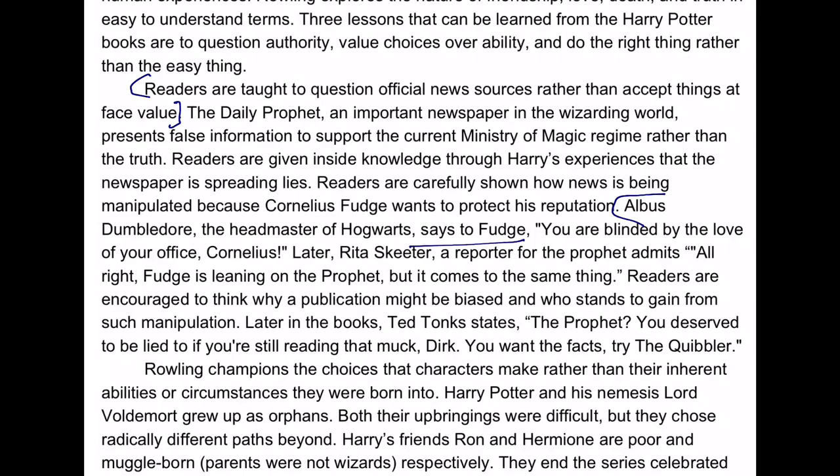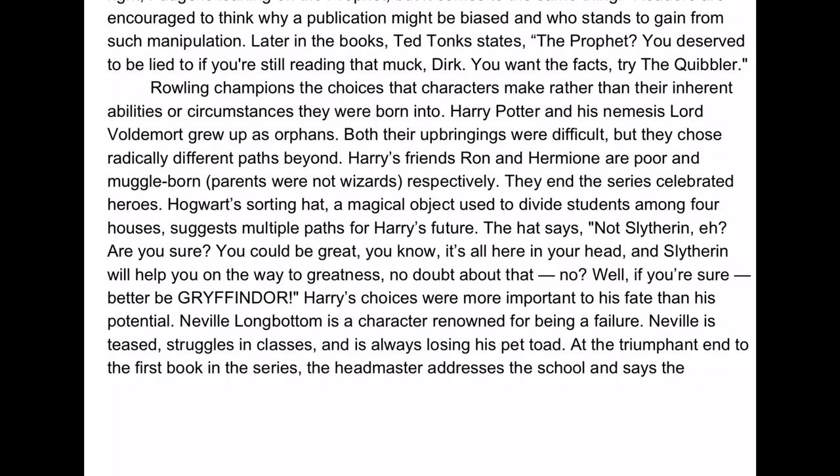In terms of Romeo and Juliet, most of your quotes are going to be introduced by saying things like Romeo says or Juliet says. In my second body paragraph, my topic sentence, Rowling champions the choices the characters make rather than their inherent abilities or circumstances they were born into. The entire paragraph has to relate to that sentence. I explain things in my own words, how they happened in Harry Potter, and then I proved it with quotes, and I introduced them by saying the hat says.